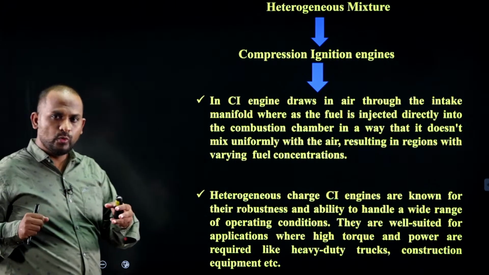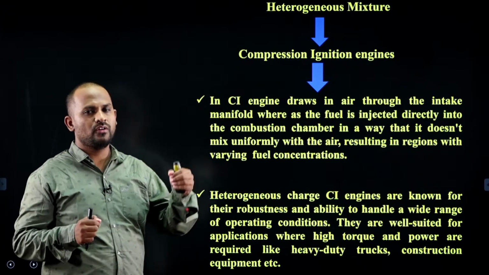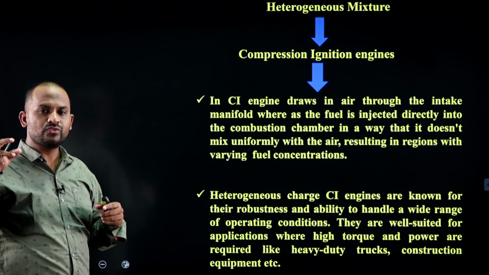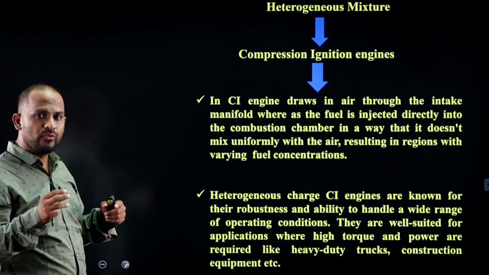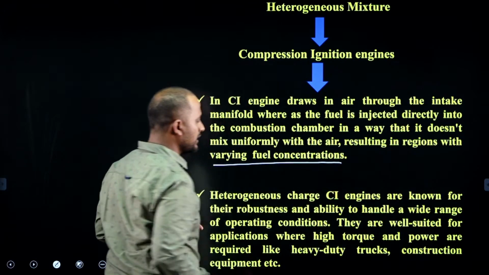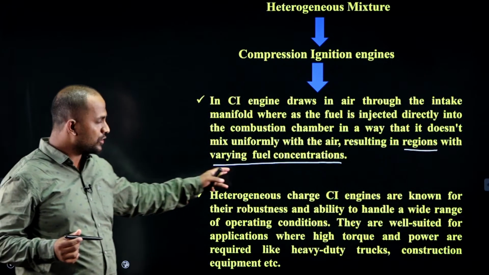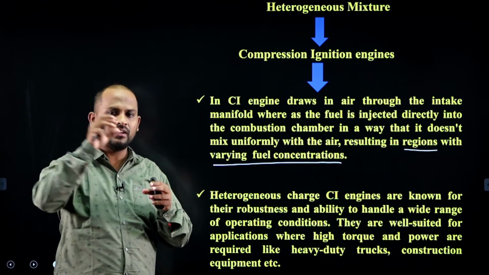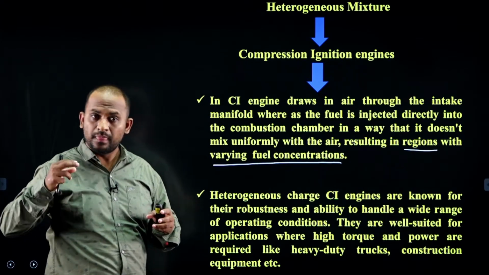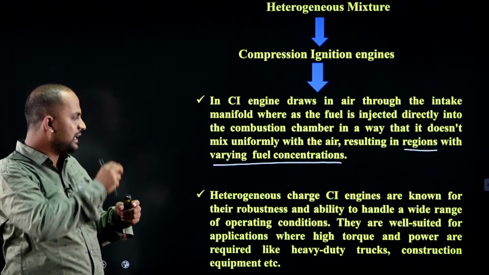Now here what happens? During the compression process, at the end of compression, when the fuel is injected, at some places the fuel concentration will be high, at some places the fuel concentration will be low. So there will be varying fuel concentrations in various regions in the combustion chamber. Because the fuel concentration is varying in various places of the combustion chamber, when the combustion is done, what happens? The pressure will be increasing. So there will be a varying pressure rise in the various regions.